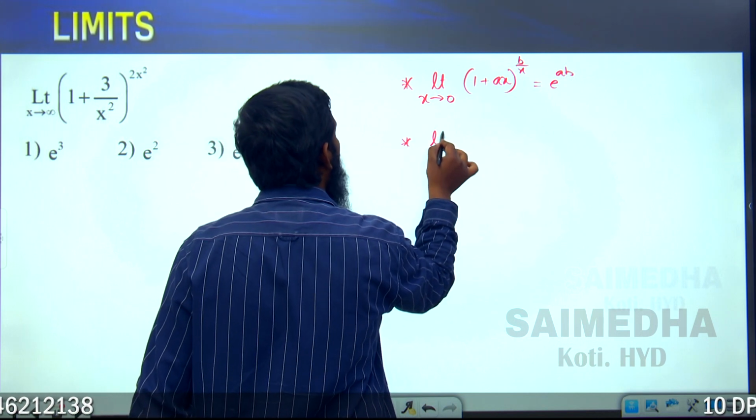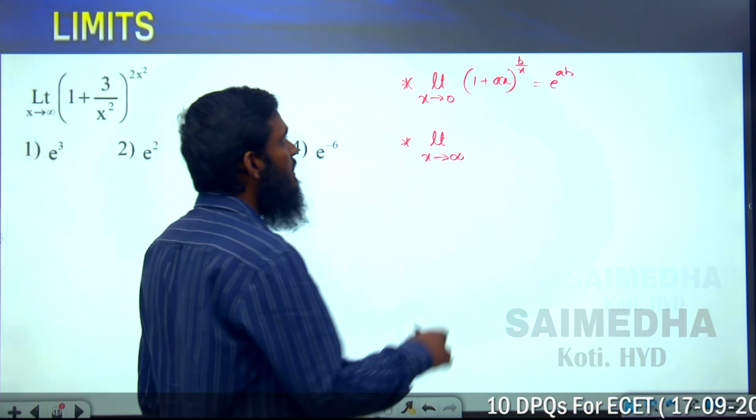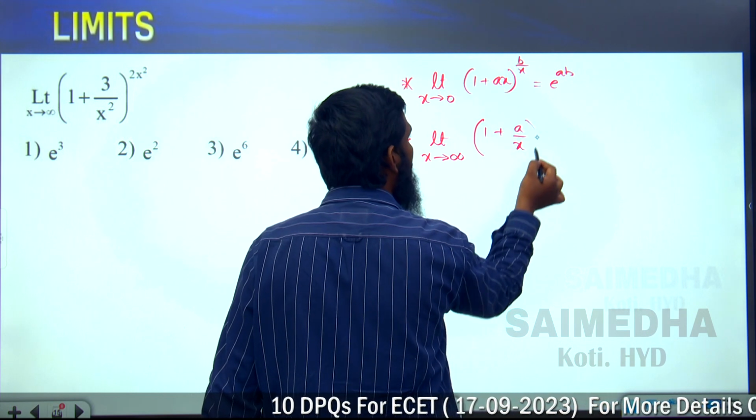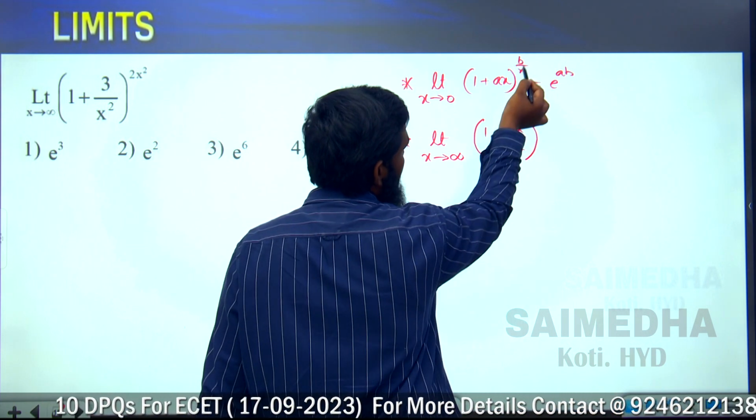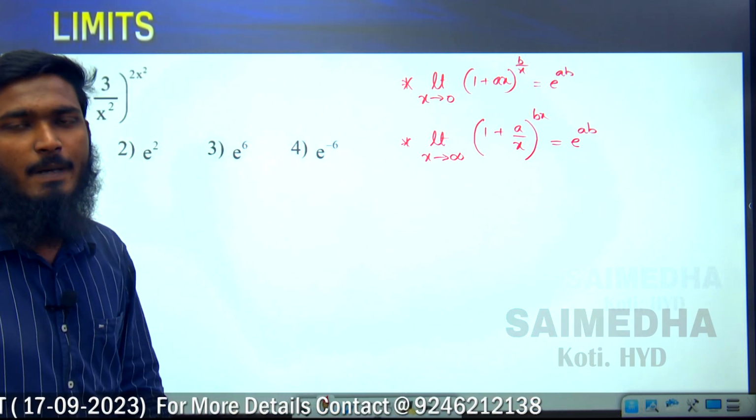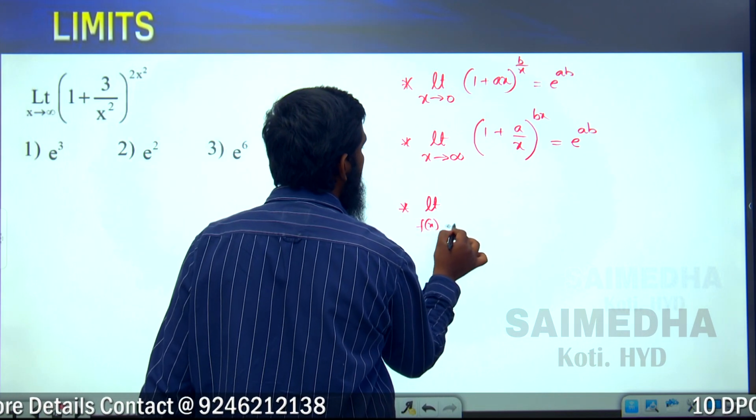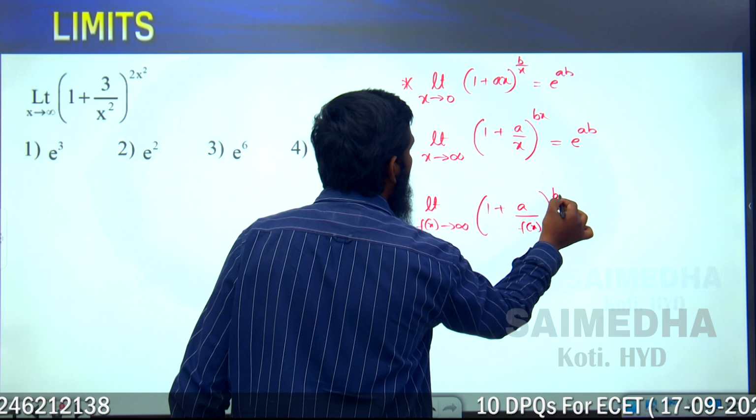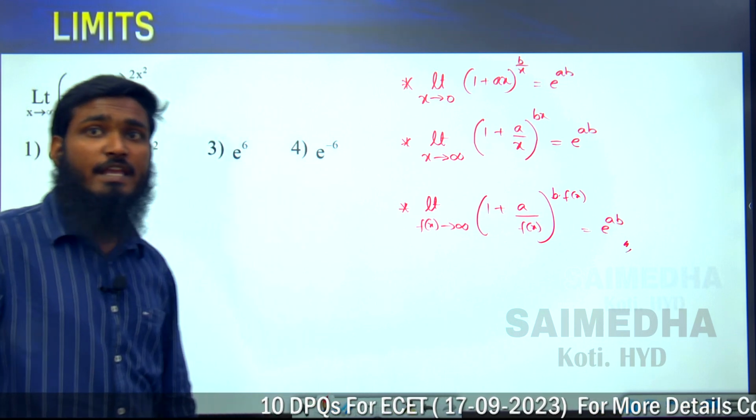Similarly, we are having one more formula, but with limit x tends to infinity. If x tends to infinity, then listen here: (1 plus a by x) whole power b into x, where we are converting the division into the form a by x and bx in the power. Then also we are having the same formula, e power ab only. Now in the place of x, if you are having some other function, limit f of x tends to infinity, (1 plus a by f of x) whole power b into f of x, then also the answer will be e power ab only. What is the answer? e power ab.